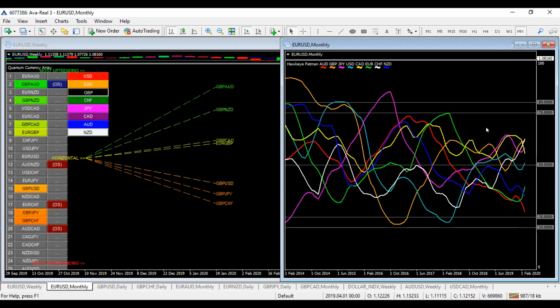Perfect. That's neutral. We go neutral on that one. And all we're doing is taking a look at currency strength tools. We look at Fatman from Hawkeye Trader, and then we look at Anna Cooling. We look at the currency array.